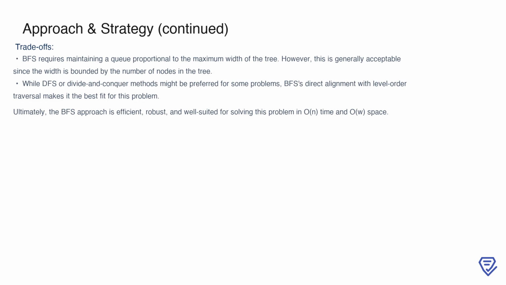With an efficient time complexity of O(n) and a space complexity of O(w), BFS is both robust and well-suited for solving this problem. Its iterative nature ensures reliability even for deep or skewed trees, and the simplicity of the approach makes it easy to understand and implement. This is why BFS stands out as the most effective strategy for determining the largest value in each row of a binary tree.